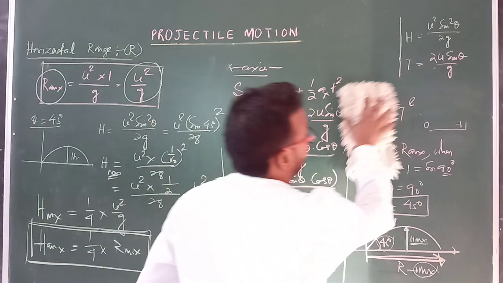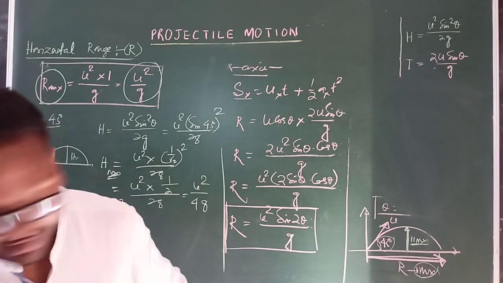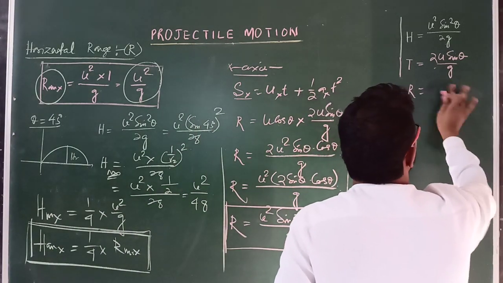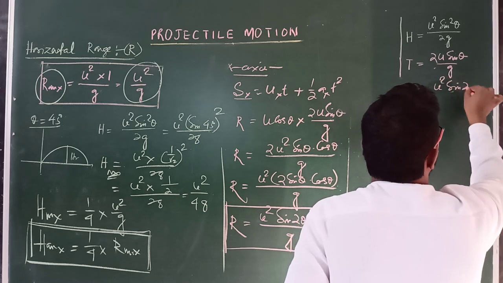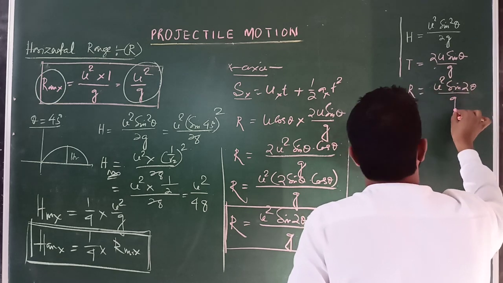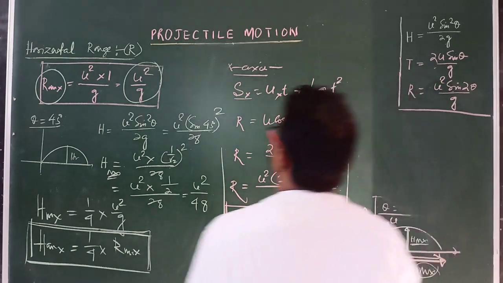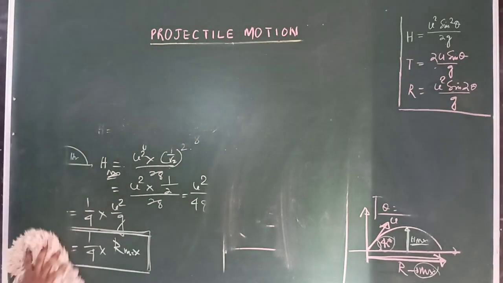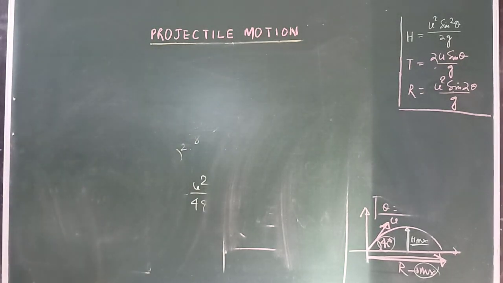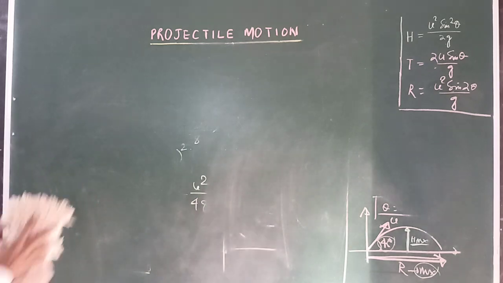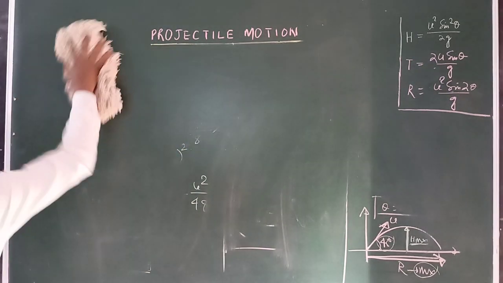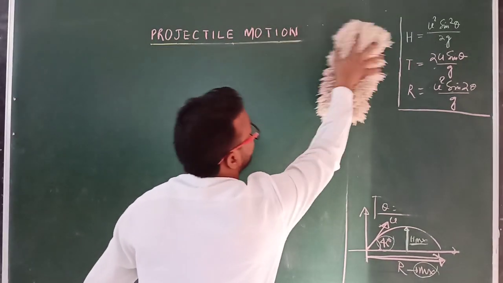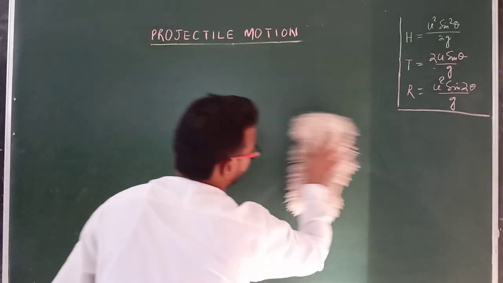Now, next. So I am writing here this relation, range. This is the 3 important formula: u square sin 2 theta by g. This is the third relation. Now we have to find instantaneous velocity. So what is the meaning of instantaneous velocity? Instantaneous velocity means it is the velocity of a projectile at a particular instant of time. So we have to find the expression for it.